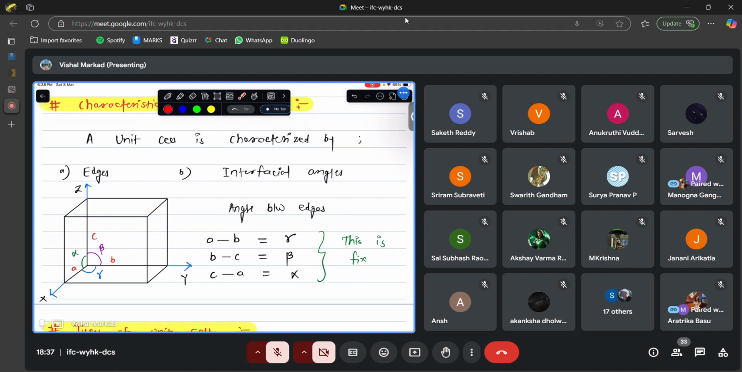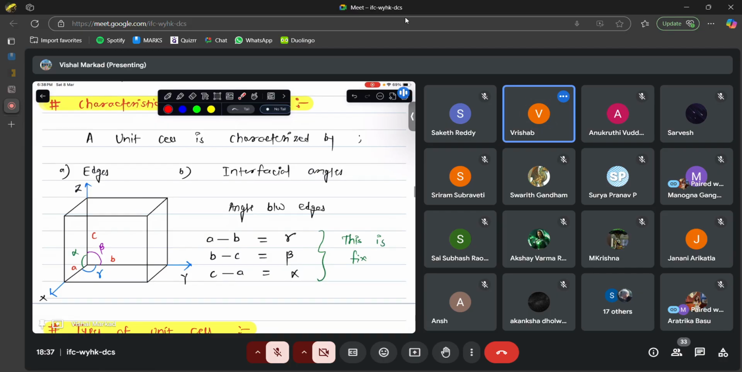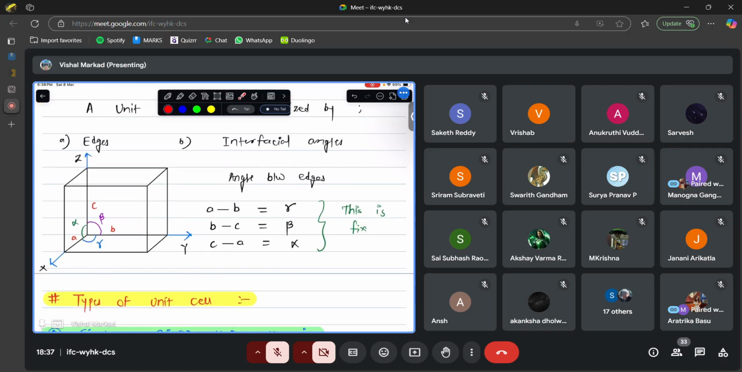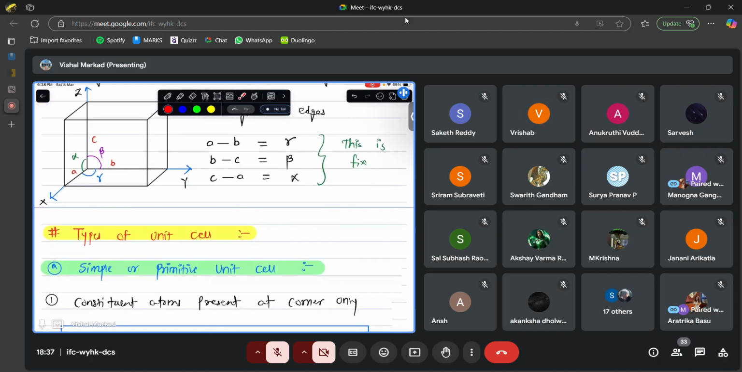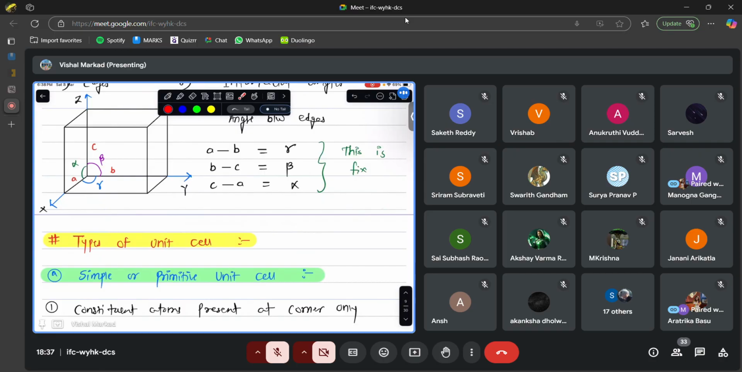Clear this thing? Isn't it always 90 though? Here in this case it will be 90, because we form a cube, right? So it will be 90 here. Okay. Now this unit cell has different types.